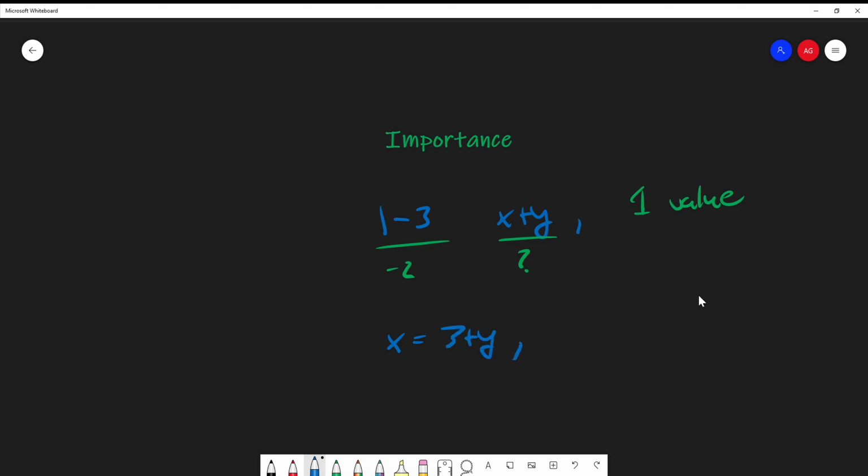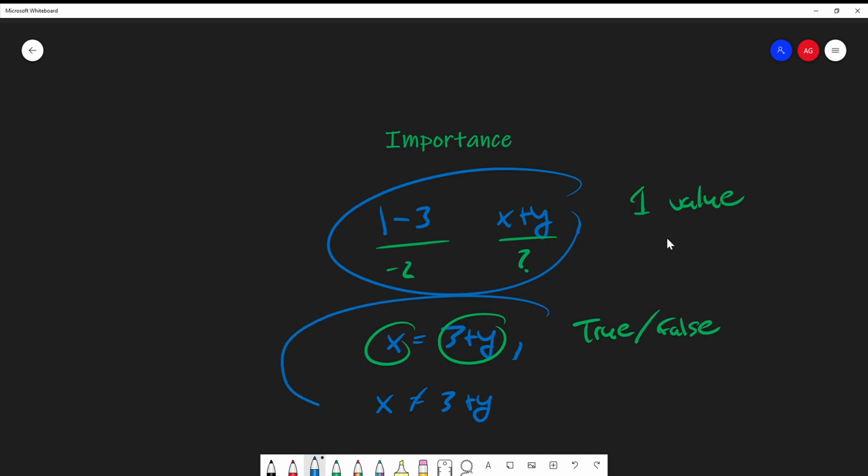to one value. You have to check whether they are true or whether they are false. You have to check whether x is equal to 3 plus y or whether x does not equal 3 plus y. And that's the importance of the distinction between an expression versus an equation. An expression is one value, whereas an equation can be true or false.